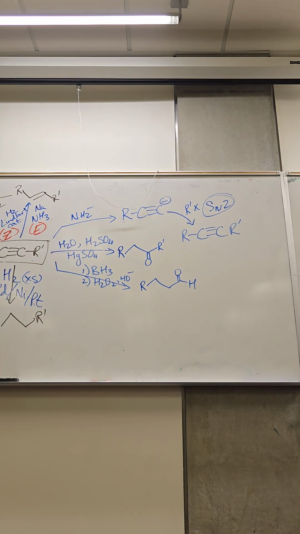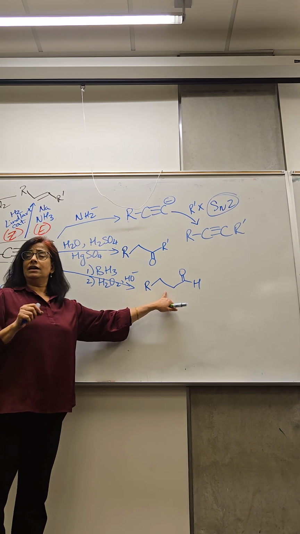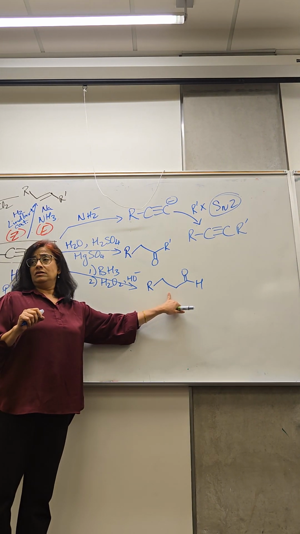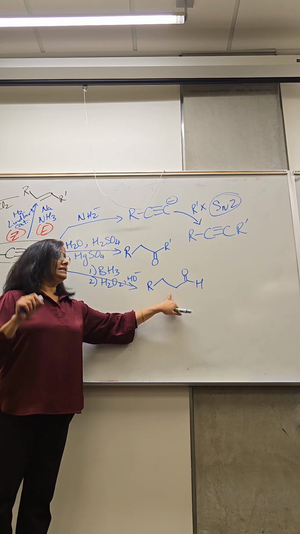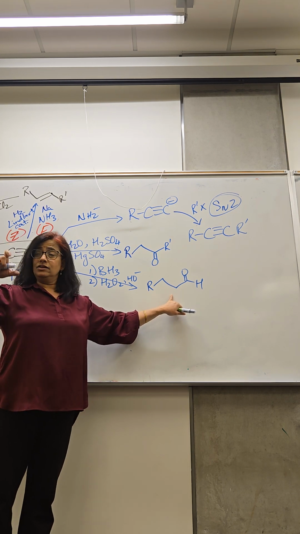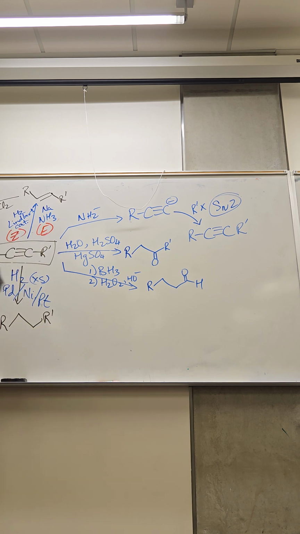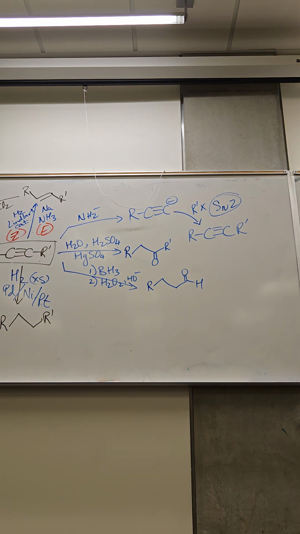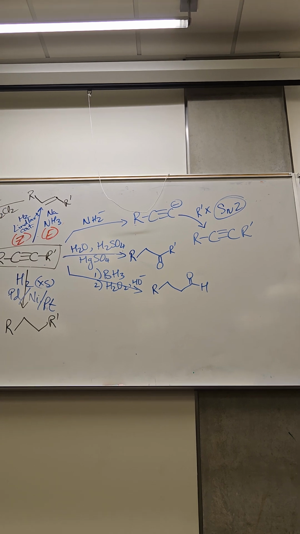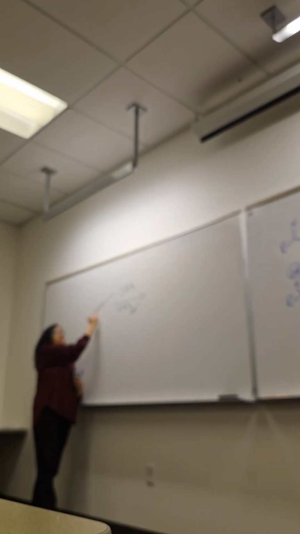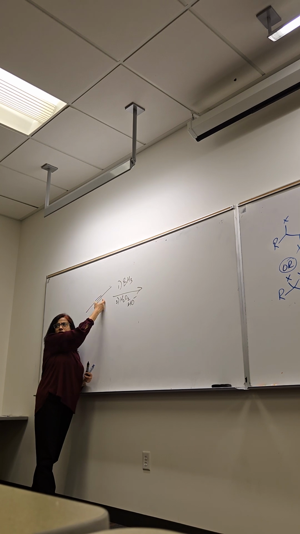But can I make this from an internal alkyne? Is that possible? Is it possible to get an aldehyde from an alkyne that's inside the chain? Can this make an aldehyde? Yes, no, maybe. Where is the double bond oxygen going to go? Is it going to go here or here? Can it go anywhere else?